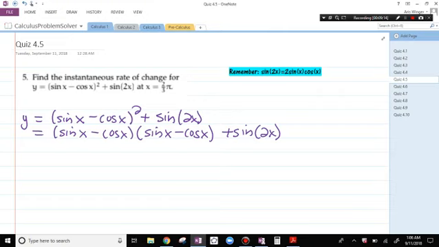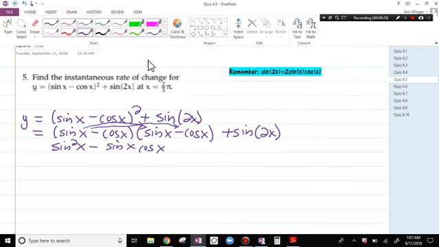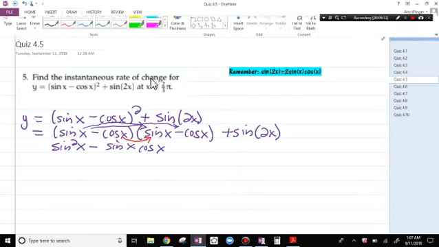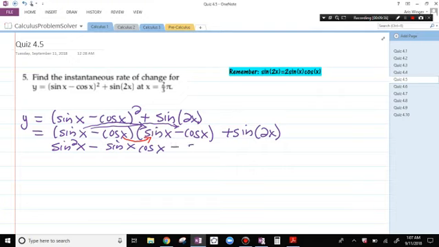So sine x times sine x is sine squared x. Sine x times minus cosine x is minus sine x cosine x. Then negative cosine x times sine x gives us another minus sine x cosine x. And finally, cosine x times cosine x, both negative, gives plus cosine squared x. And then this sine 2x just stays there.